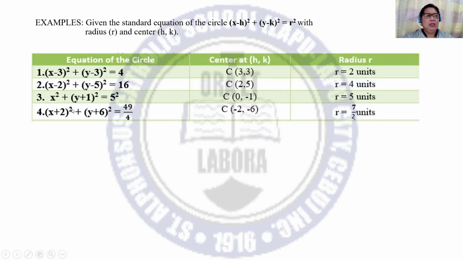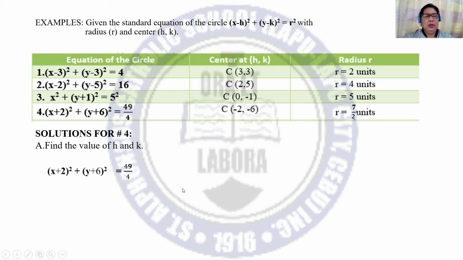For number 4, the square of x plus 2 plus the square of y plus 6 is equal to 49 over 4. And the coordinates are negative 2 and negative 6. And for the radius, we have 7 over 2 units. Let us have the solutions for number 4. We have to find the value of h and k.